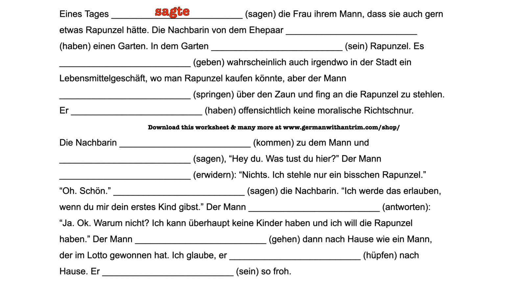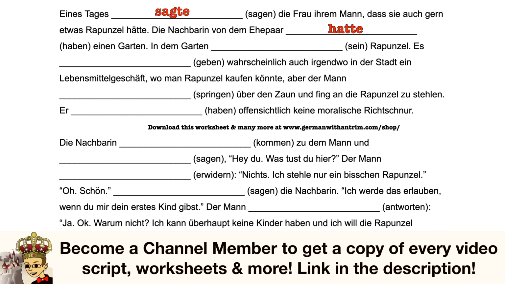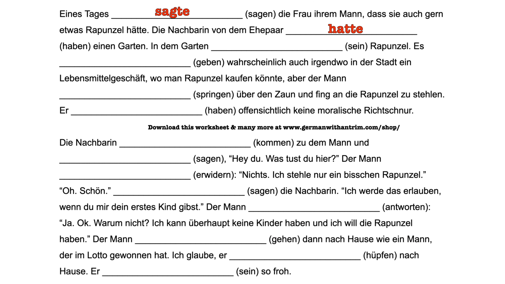"Die Nachbarn von dem Ehepaar," insert word here, "einem Garten." This time the subject is die Nachbarn, which is the neighbor, so the neighbor of the couple. And we use here the sie s form. As we mentioned before, haben's stem is hatte, which is the same form we use here for the sie s form. "Die Nachbarn von dem Ehepaar hatte einen Garten." The neighbor of the couple had a garden.